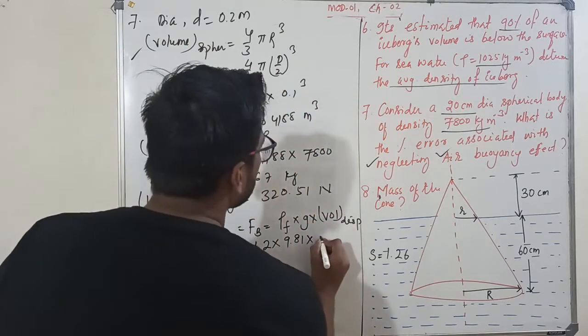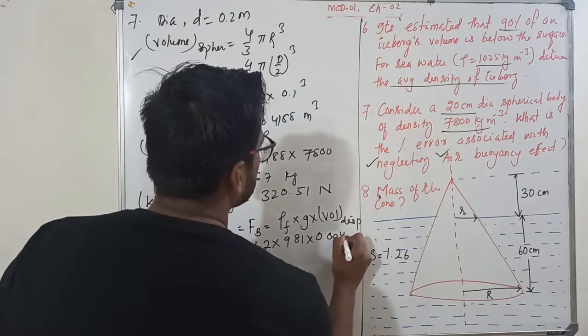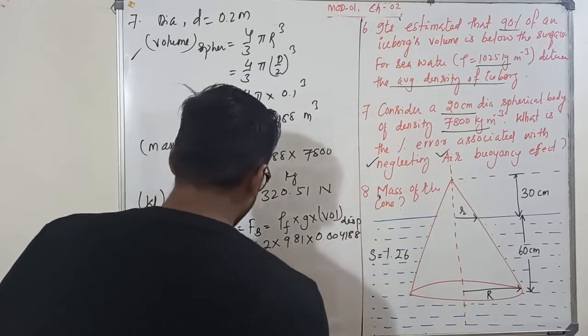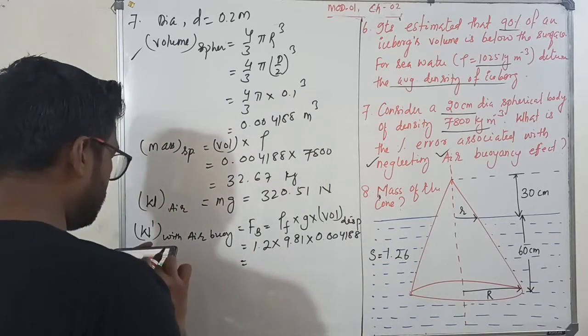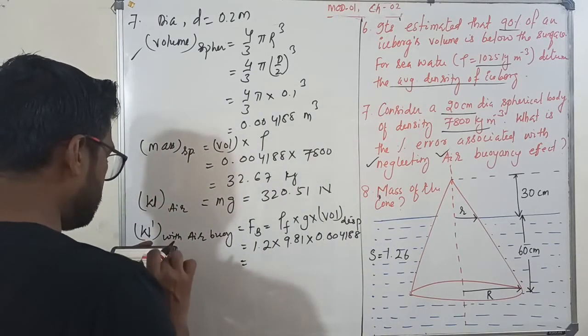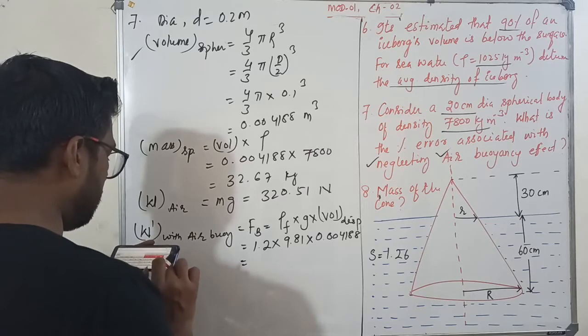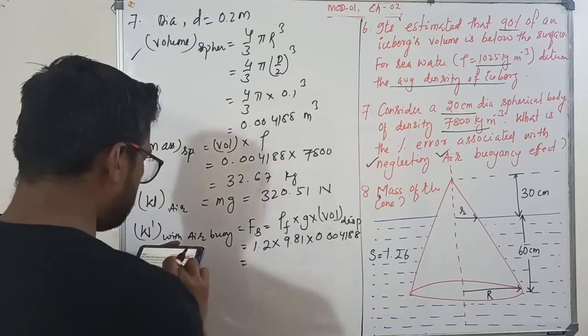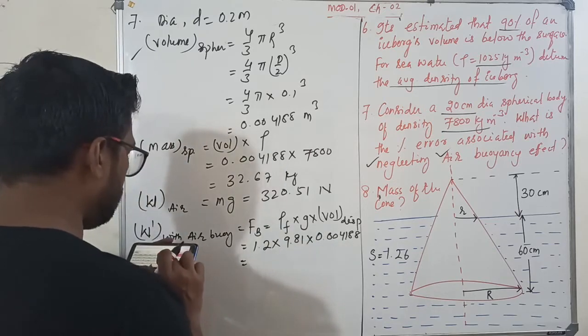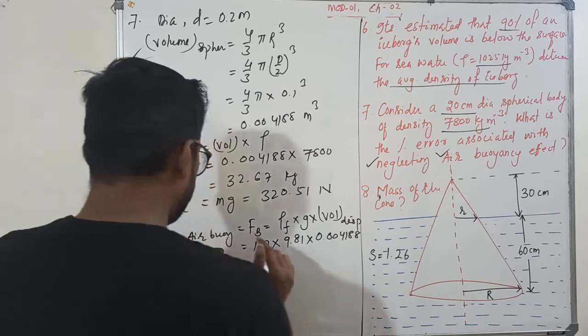How much is the volume of the body? Sir, already you have calculated, see at the top. Arey wah, you guys have become smart. Sir, we are born smart. 0.004188.